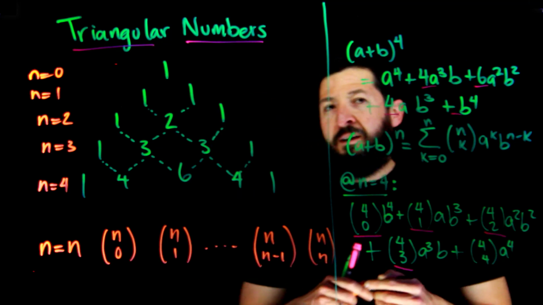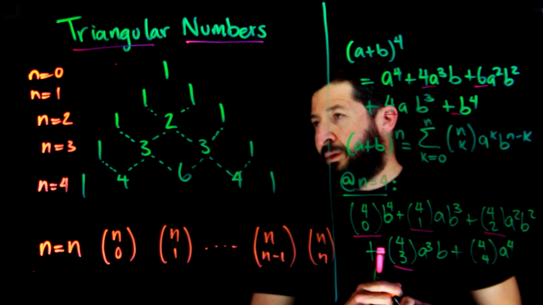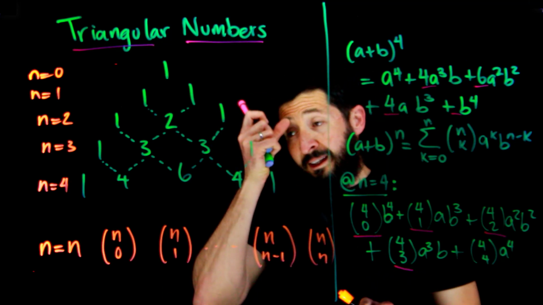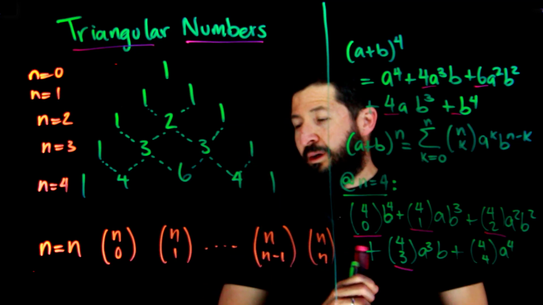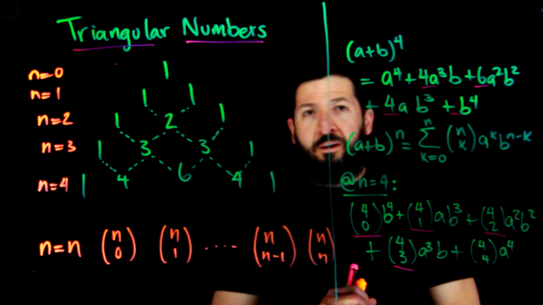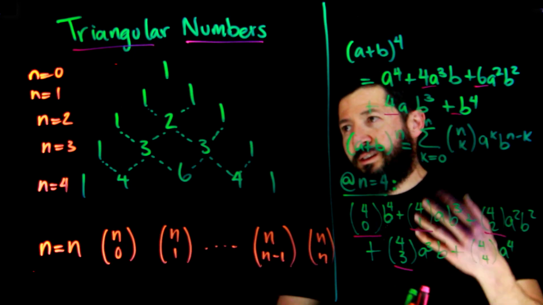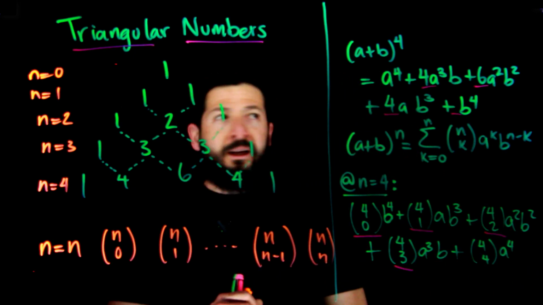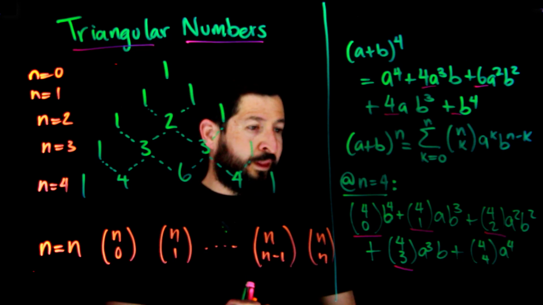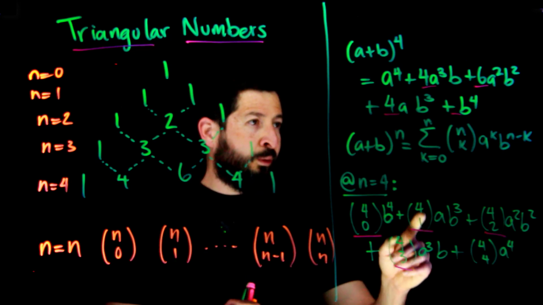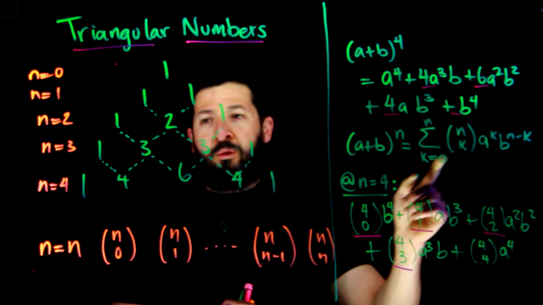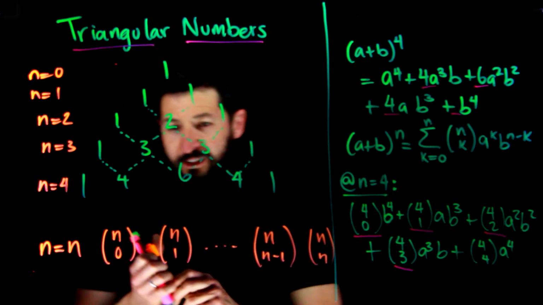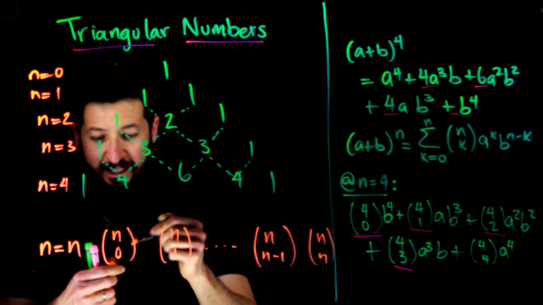So the entries in the Pascal triangle should be equal to the binomial, or the choose function, or the coefficients in the binomial theorem, if you will. Alright, so let's go ahead and show that. Let's try to show that this formula works.